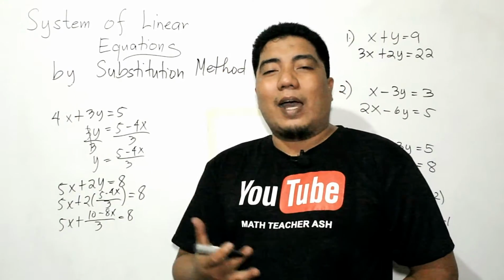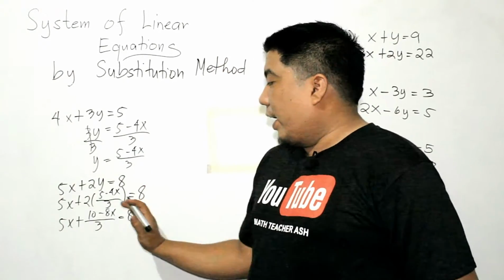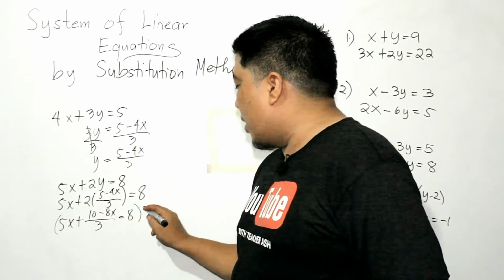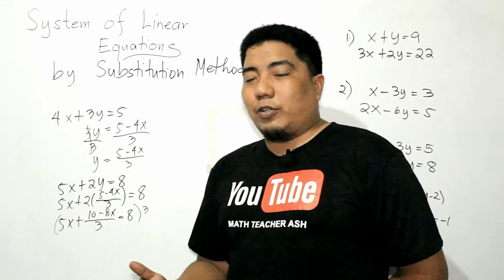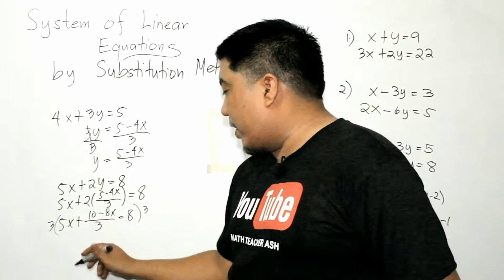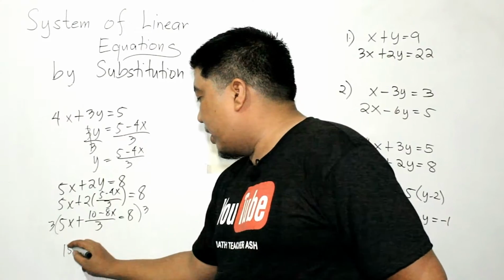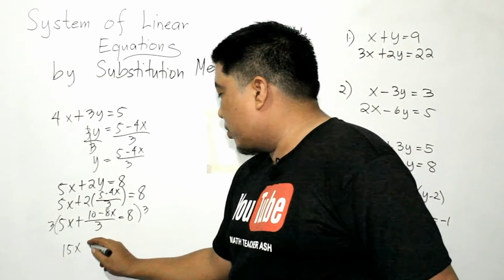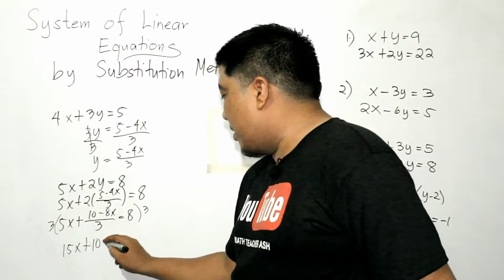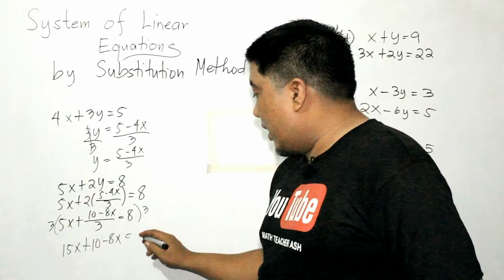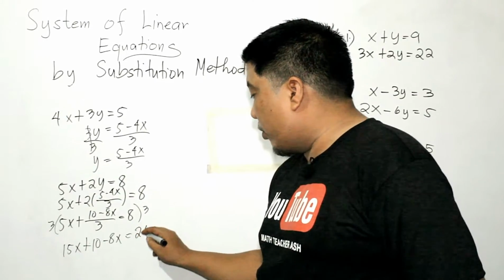Now, for me to have less difficulty in solving with a fraction, I will multiply the whole equation by my denominator so that I can eliminate it. So, 3 times 5x, that is 15x. So, 3 and 3 here will be eliminated. So, that brings down my 10 minus 8x equals 8 times 3, that is 24.